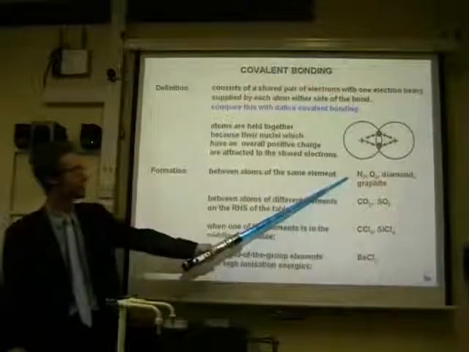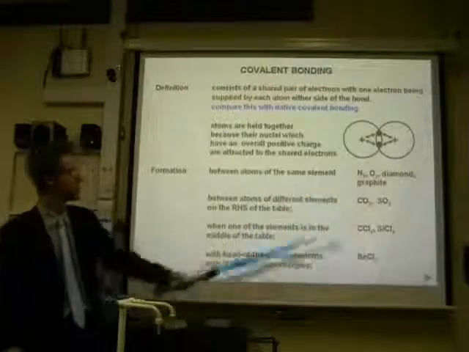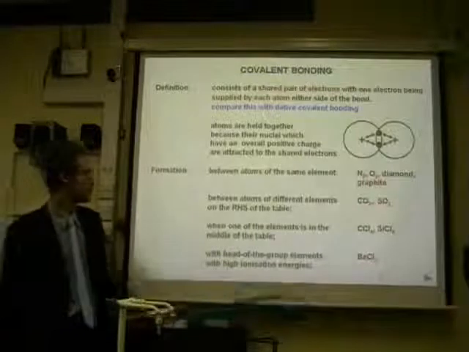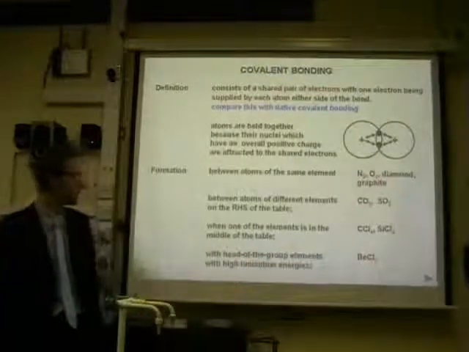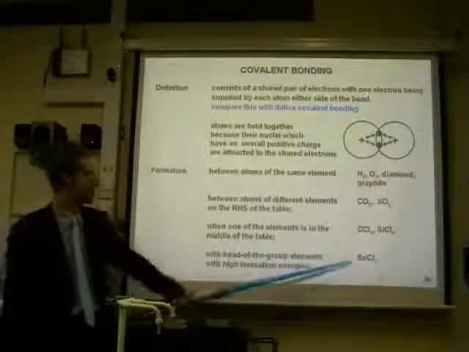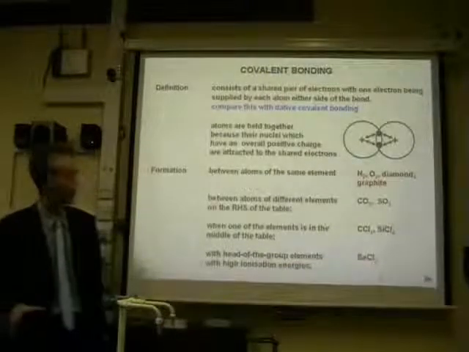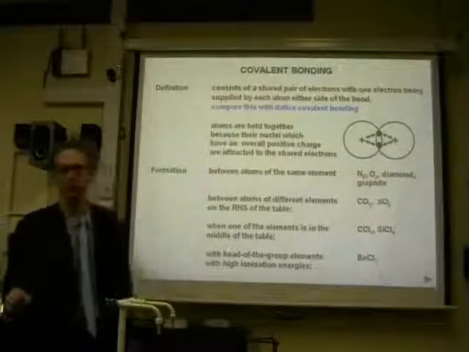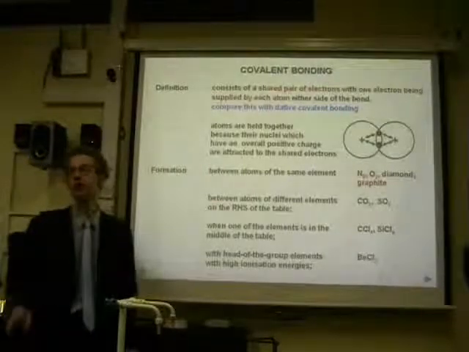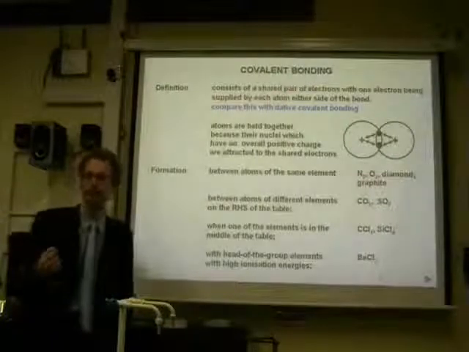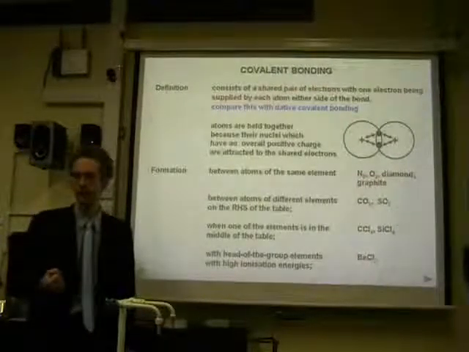So you get it between atoms of the same elements, you get it between atoms of different elements on the right-hand side of the table, you get it when one of the elements is in the middle of the table, and with head of the group elements, okay, period 2. Basically, whenever you have a small difference in electronegativity, you get covalent bonding. Okay? When one of them really can't pull the electrons away from the other, you get covalent bonding.